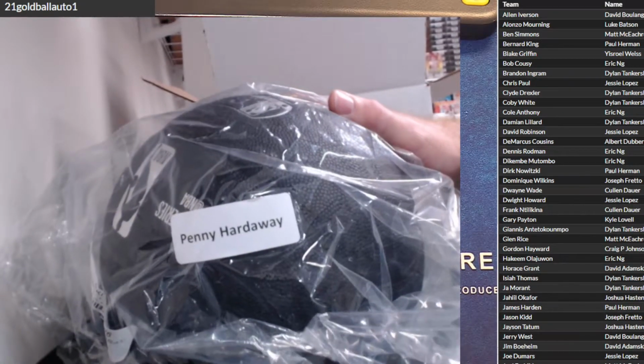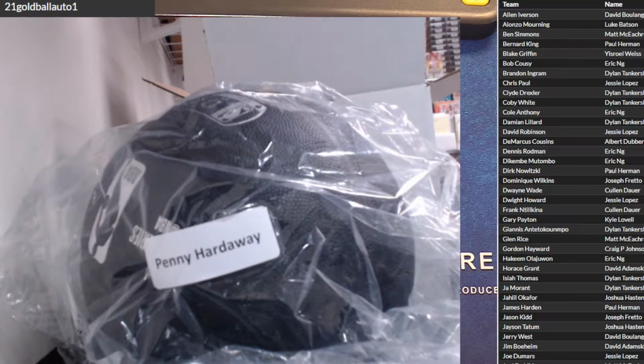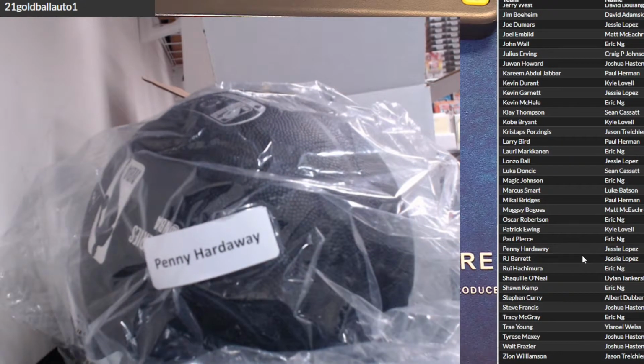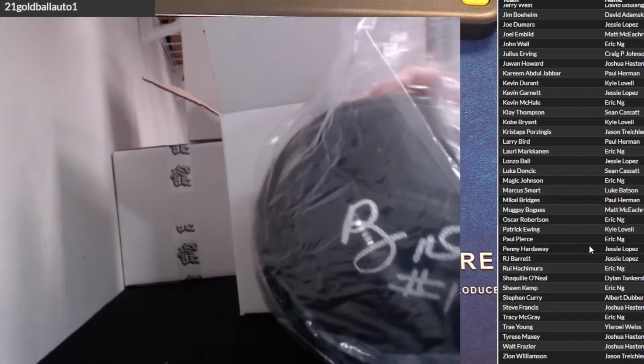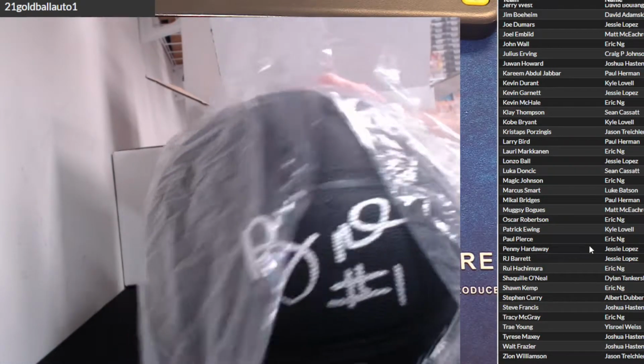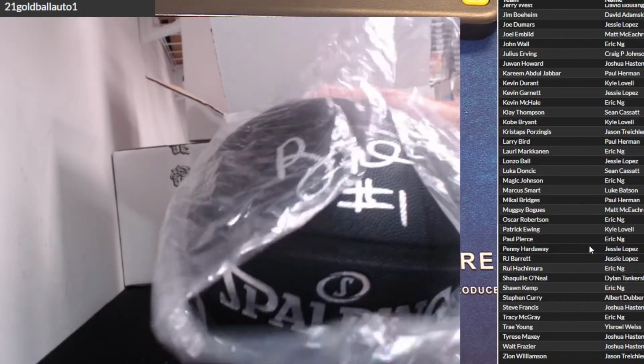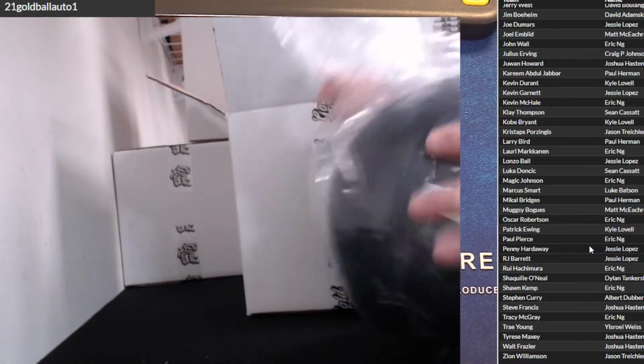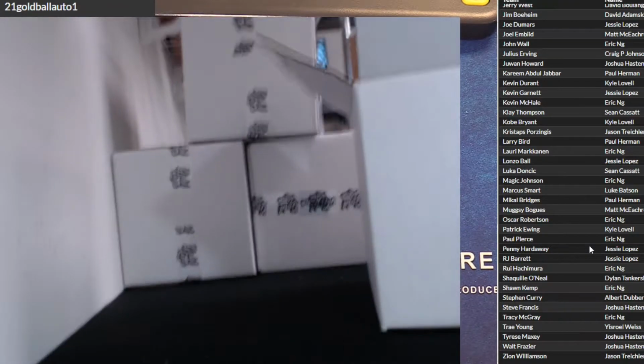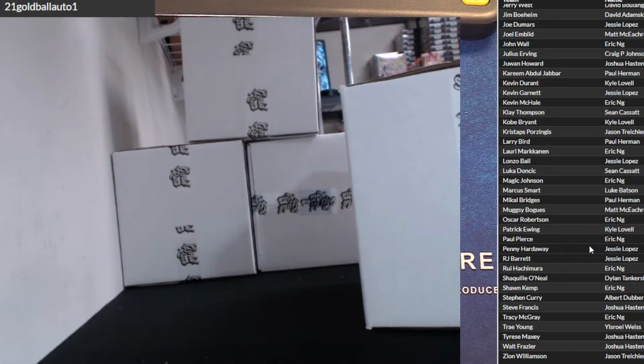Penny Hardaway! Jesse with a sick basketball! What's that? Penny Hardaway gold ink. Or silver ink. The black ball, that's sick. Jesse snagging the first one.